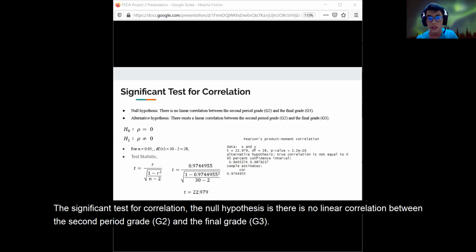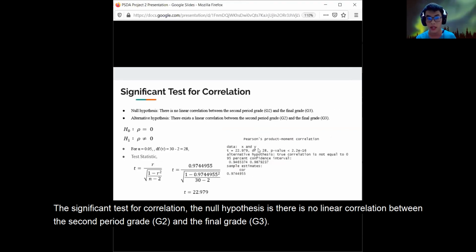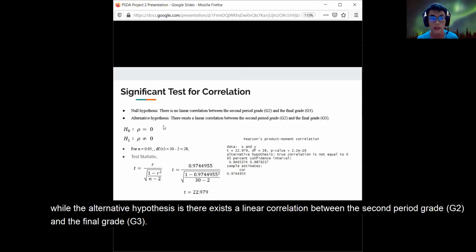For the significance test for correlation, the null hypothesis is there is no linear correlation between the second period grade G2 and the final grade G3, while the alternative hypothesis is there exists a linear correlation between the second period grade G2 and the final grade G3.